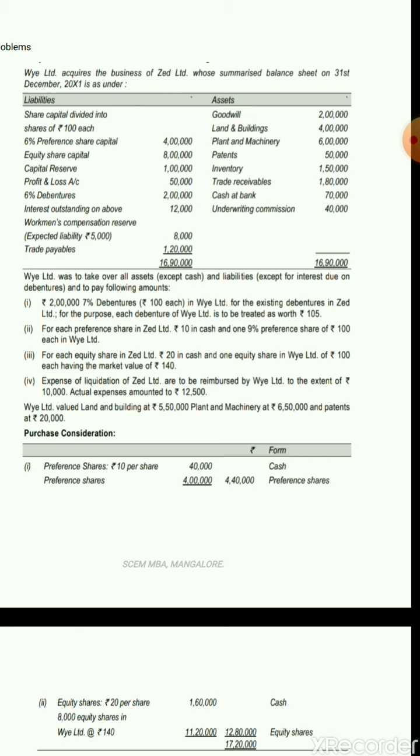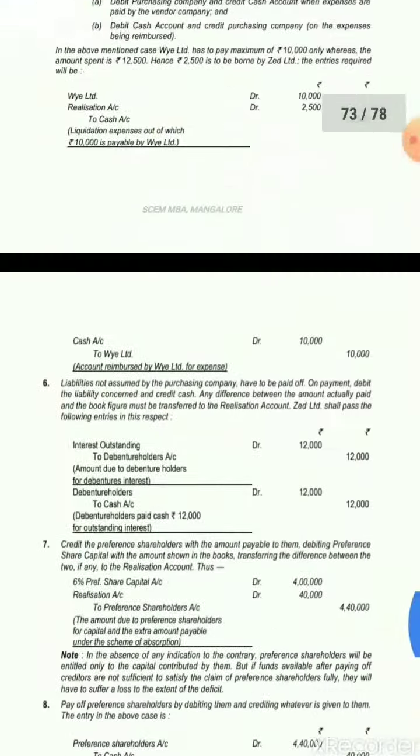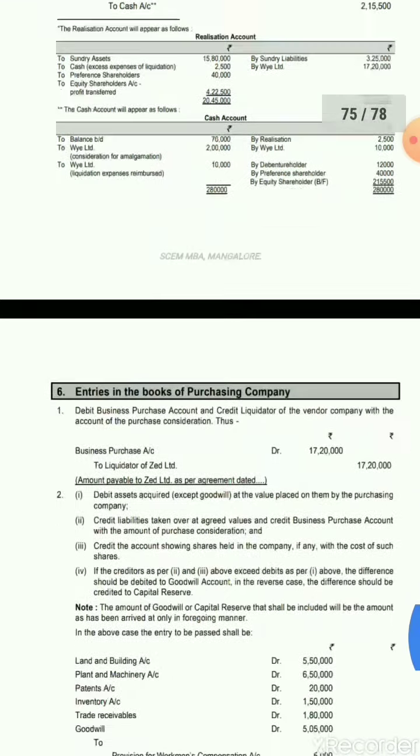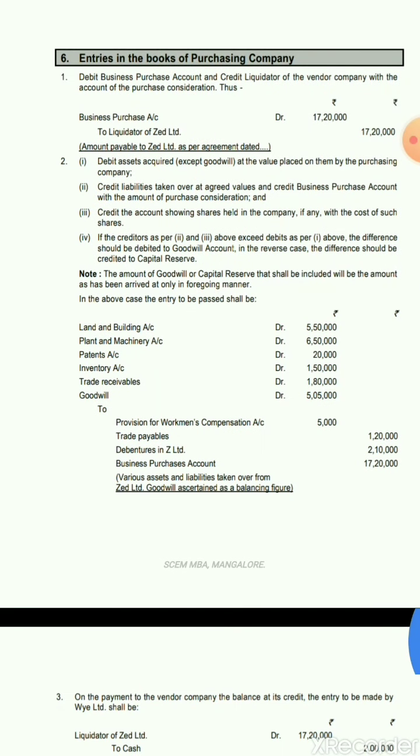So here we should take these amounts, which are carrying amounts. So plant and machinery is done, land and building is done, and patents is done. Then the remaining is inventory, trade receivables. So inventory and trade receivables, the revalued amount is not given. So we consider the balance sheet amount as revalued amount, as simple as that. So on the basis of that, we record the entry. So land and building 5,50,000.